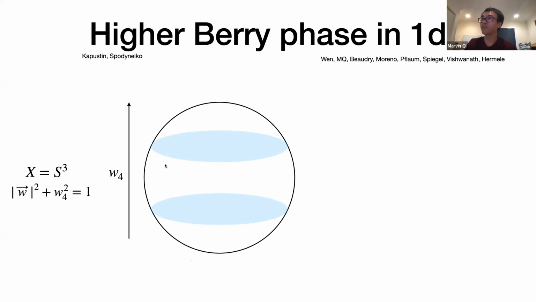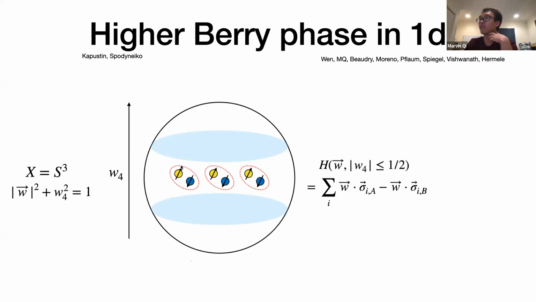To define this model, I'll define the Hamiltonian on various patches of S3, which I've drawn here, and W4 goes vertically. Within this central patch, the region W4 between -0.5 and 0.5, we just take the Hamiltonian to be a bunch of decoupled spins in a magnetic field. Each unit cell has 2 spins, and the spins point in opposite directions. So this Hamiltonian is completely decoupled. It's a product state, and it depends on this W vector.